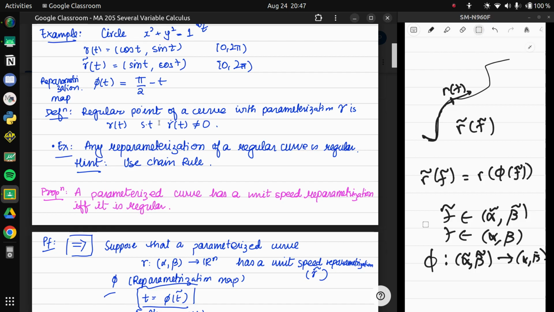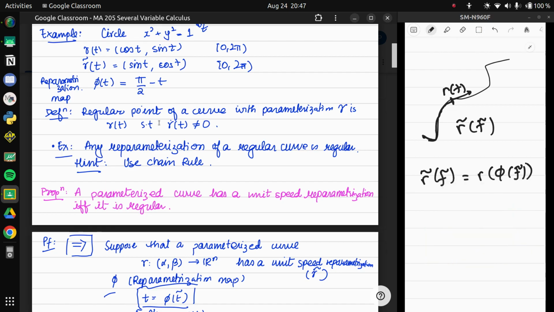I mean, you have this equation. Let's say you did reparameterize this thing, right? You parameterize your curve using r tilde of t tilde, right? So at t equal to t naught, you were not getting a regular point. You were getting an irregular point. Then at the corresponding t tilde, which is phi inverse of t naught, you should also not be able to get a regular point. That is, your velocity should be 0, and that's not so hard to prove.